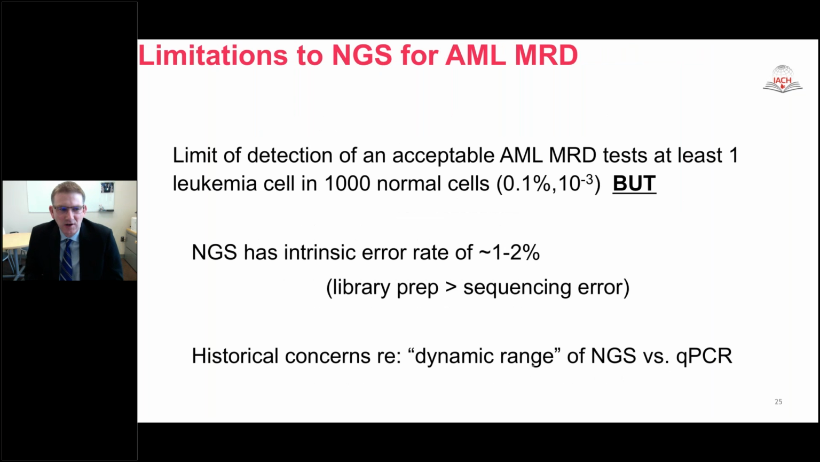The limitations of next generation sequencing, however, are with regards to limited detection. The limit of detection for an acceptable AML MRD test is at least 1 leukemia cell in 1,000 normal cells, well, 0.1%. But NGS, particularly looking for single nucleotide variations, which is a common form of mutation in AML, has an intrinsic error rate of 1 or 2%. It's predominantly library prep, but also just the machines themselves have an intrinsic error. And so that's obviously constraining if we want to look for very low-level disease. There's also been some concerns about the dynamic range of next-generation sequencing compared to qPCR, but I think that's increasingly less important.